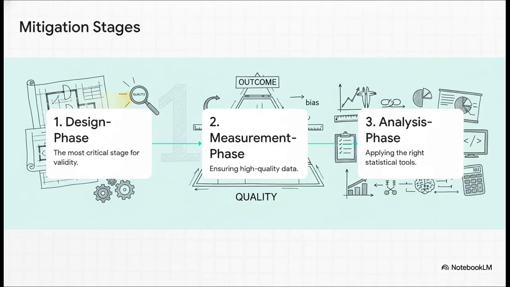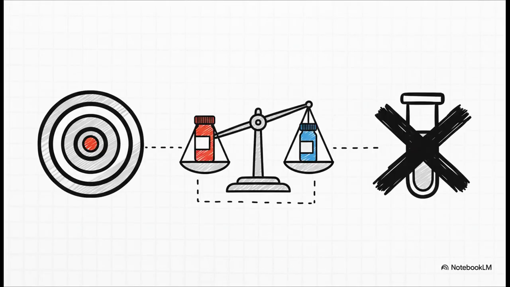We can think about our defense in 3 stages. But here's the most important thing to remember. The design phase is number 1 for a reason. It is, by far, the most critical stage. You can have the most brilliant statistician in the world, but they can't save a poorly designed study. Quality has to be built in from the ground up. So let's talk about some powerful design choices. We can actually design our studies to be way more robust right from the start.